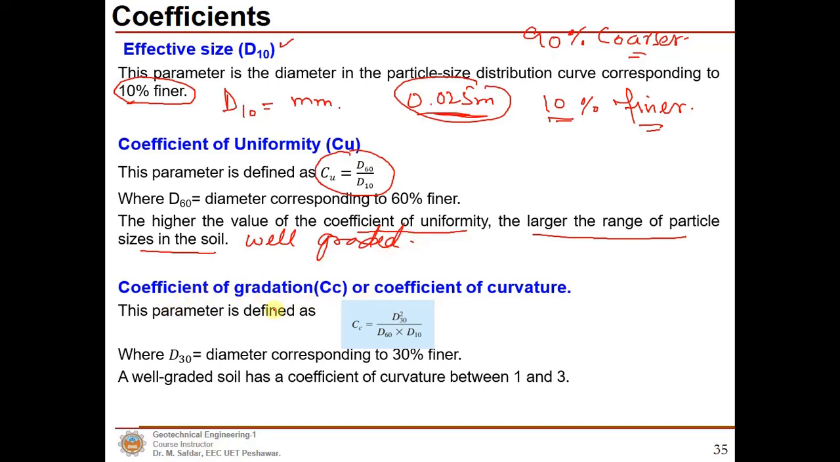And the coefficient of gradation or coefficient of curvature, CC, is the square of D30 divided by D60 into D10. Now what is D30? Diameter corresponding to 30% finer, which means that from this particular size in millimeter, which we will get from the curve, 30% of the particles in that soil sample is finer, and 70% particles are coarser. Now a well-graded soil has a coefficient of curvature between 1 and 3.